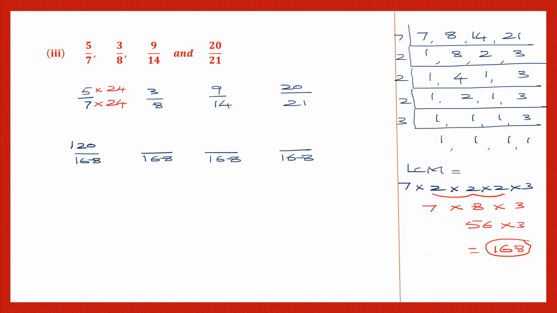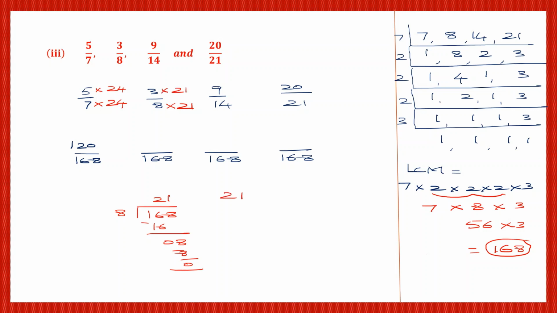Now the second fraction, denominator is 8. Now 8 into what will give us 168? Let's divide and see. 168 divided by 8. 8 twos are 16 minus, then we have 8. 8 ones are 8. So what is it now? 21. 8 into 21 is 168. So multiply this also by 21.